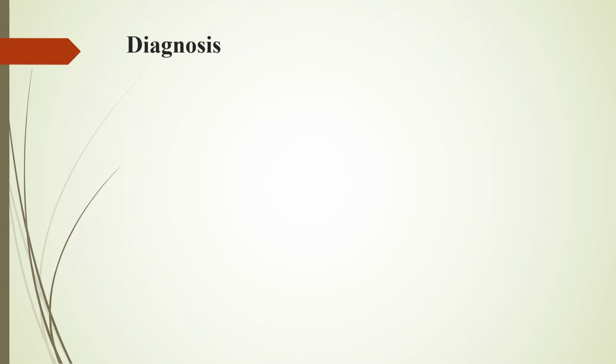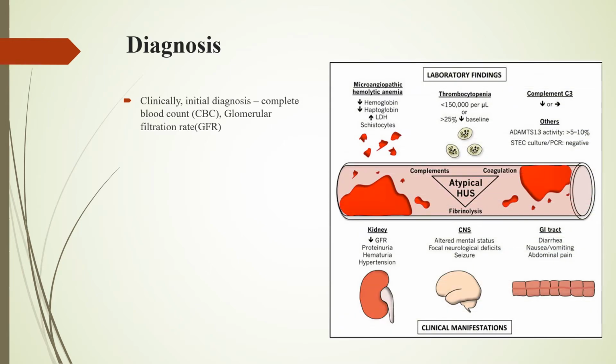All right, now let's talk about how we can diagnose this disease. So initially, we would do the complete blood count and glomerular filtration rate to establish three hallmarks of atypical hemolytic uremic syndrome, which are microangiopathic hemolytic anemia, thrombocytopenia, and kidney failure. Once we establish this, and once we see schistocytes on our blood film, we further go down for differential diagnosis to differentiate between atypical hemolytic uremic syndrome and other forms of thrombotic microangiopathy.